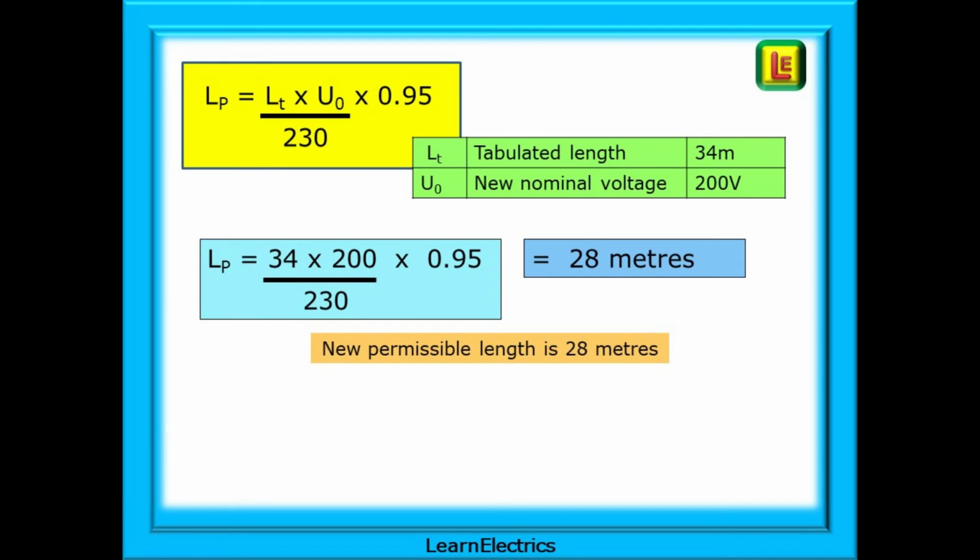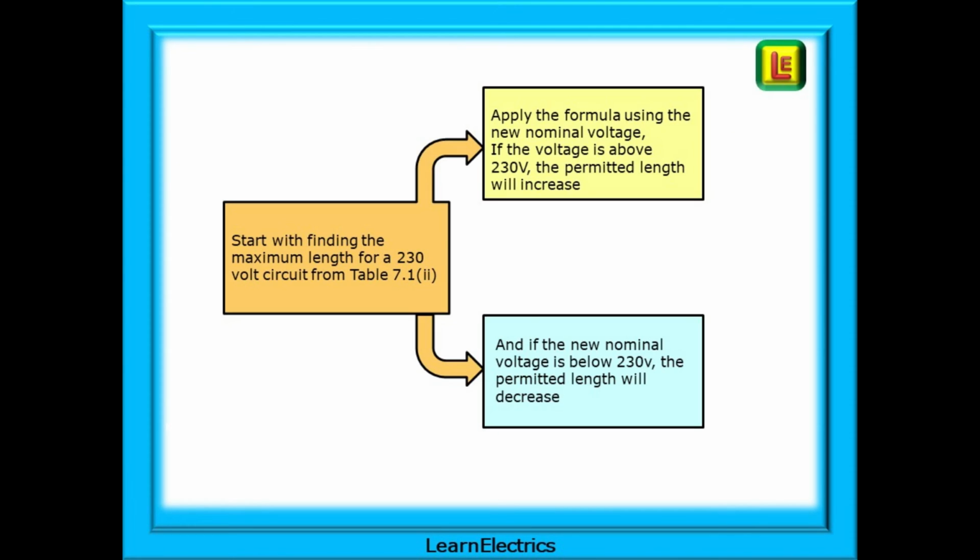Here are the calculations. Again, pause the video and follow it through. Now the maximum length is just 28 meters. The nominal supply voltage is reduced, and so has the length. So we should start with finding the maximum length for a 230 volt circuit from table 7.1 number 2. Then we can apply the formula using the new nominal voltage.